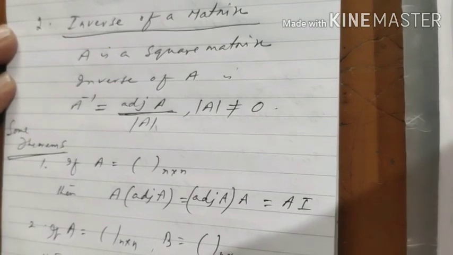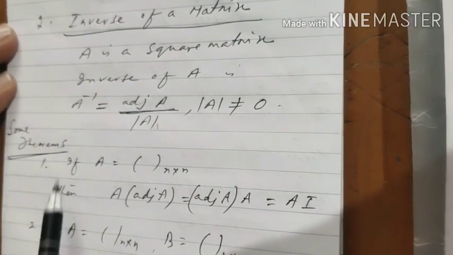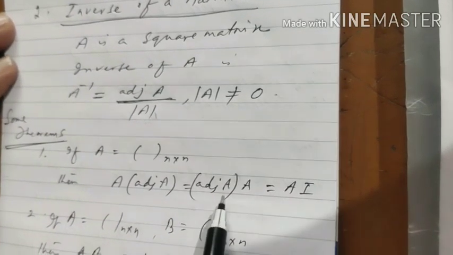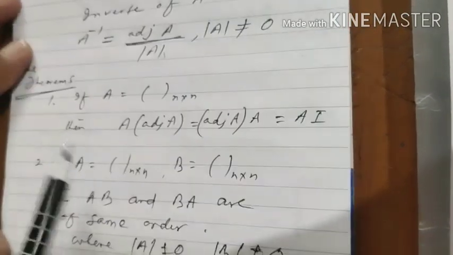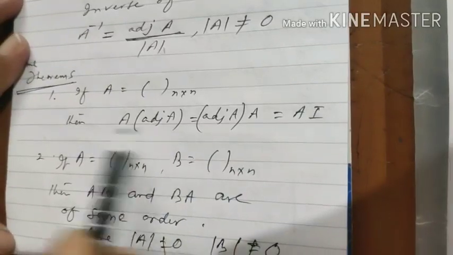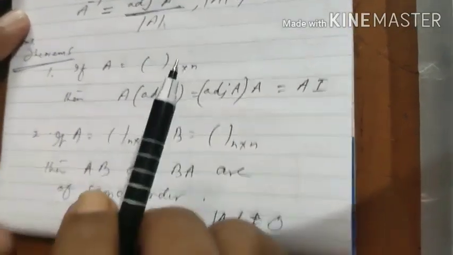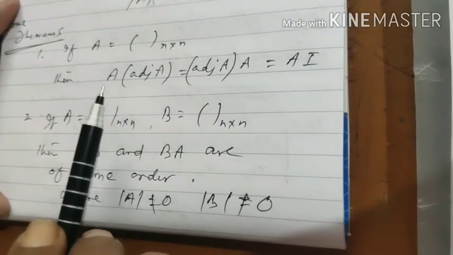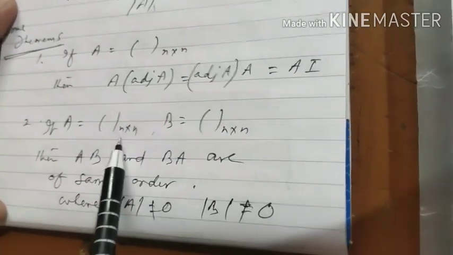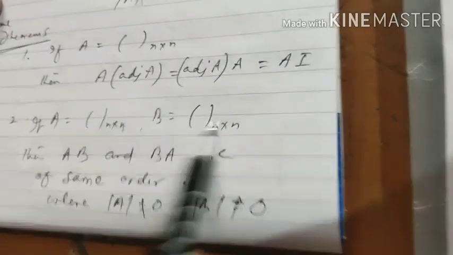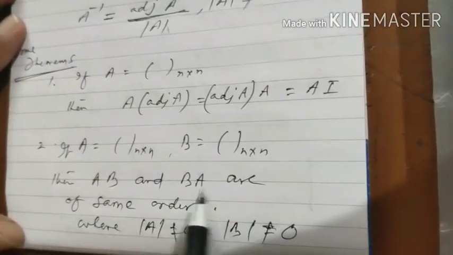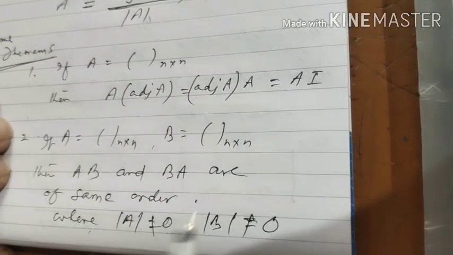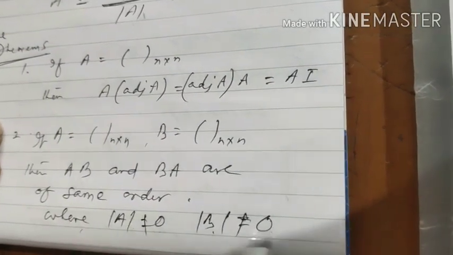Some theorems. If A is an n by n square matrix, then A into adjoint A equals adjoint A into A equals determinant A times I. These are easy proofs; you have to see the notes first, then the video. If A is n by n and B is n by n, of the same order, then AB and BA are of the same order.